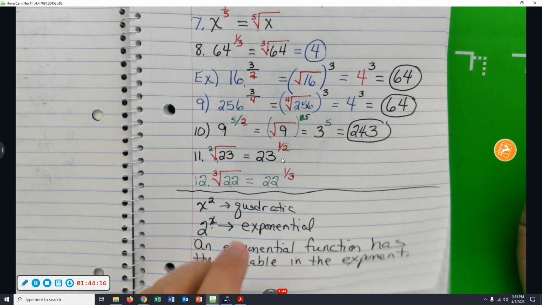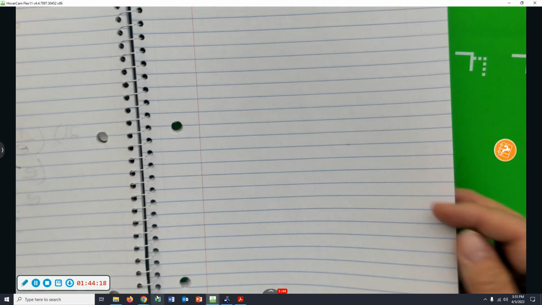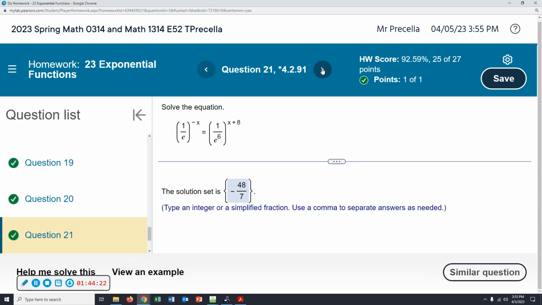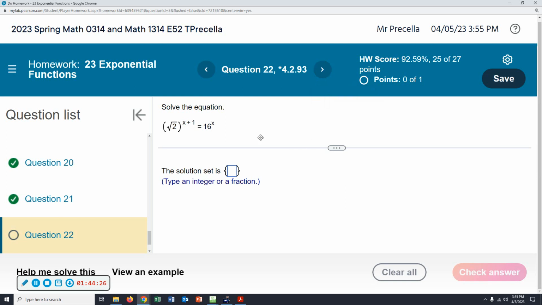Okay? Let's look at number 22. Don't panic when you see it. That's not bad. Square root of 2 raised to the x plus 1 power equals 16 to the x.